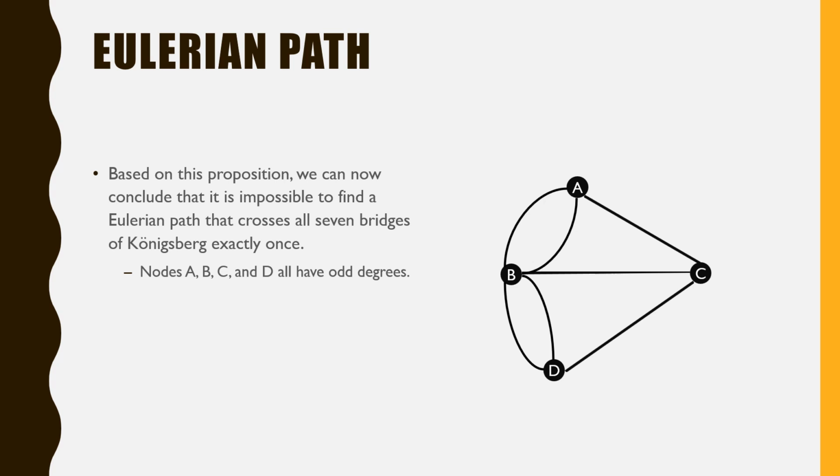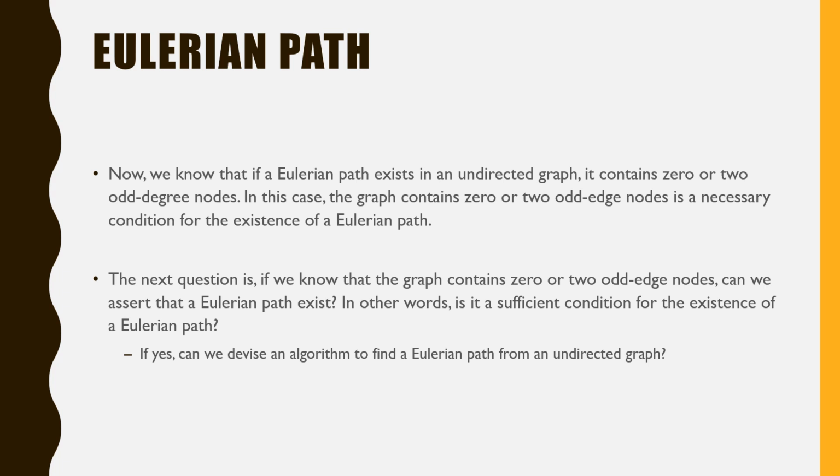Based on this proposition, we can now conclude that it is impossible to find a Eulerian path that crosses all 7 bridges of Königsberg exactly once. This is because all 4 island areas, i.e. nodes A, B, C, and D, have odd degrees. So far, we have proven that having 0 or 2 odd degree nodes is a necessary condition for the existence of a Eulerian path in an undirected graph.